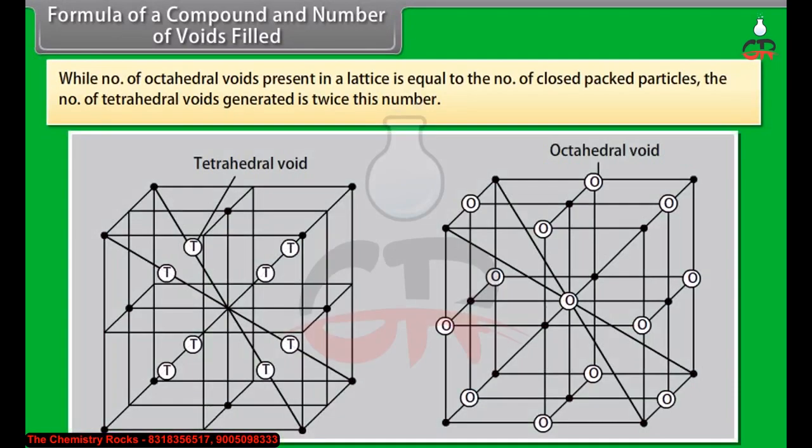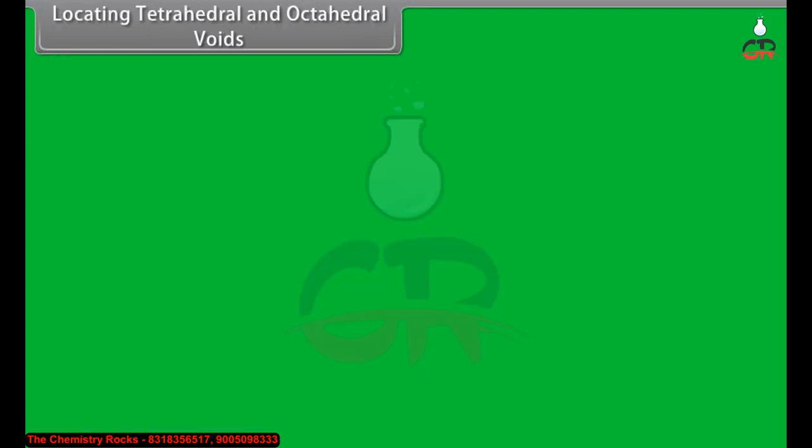Formula of a compound and number of voids filled. While the number of octahedral voids present in a lattice is equal to the number of close-packed particles, the number of tetrahedral voids generated is twice this number. Locating tetrahedral and octahedral voids.